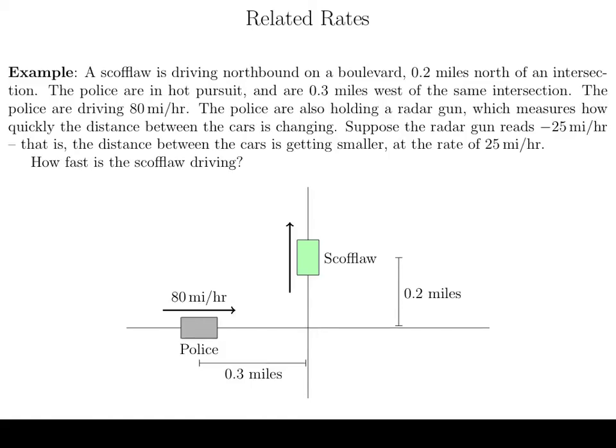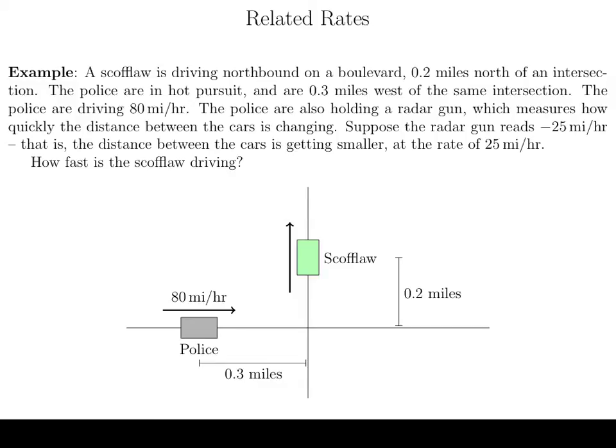Okay, so we've got two cars driving on some boulevards. There's a scofflaw, a person trying to get away from the police. They're driving northbound on the boulevard, and they're 0.2 miles north of an intersection. Now the police, they're in hot pursuit. They're 0.3 miles west of the same intersection and driving towards the intersection.